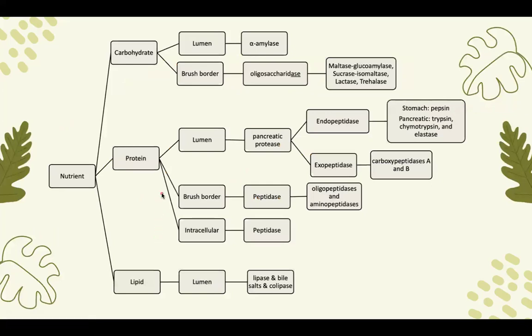Okay, this is a flowchart that I made for you guys. Don't worry if it looks like a lot. But hopefully by the end of the lecture, inshallah, you will be familiar with all of these and be able to identify them. So I just want you to look at this part.